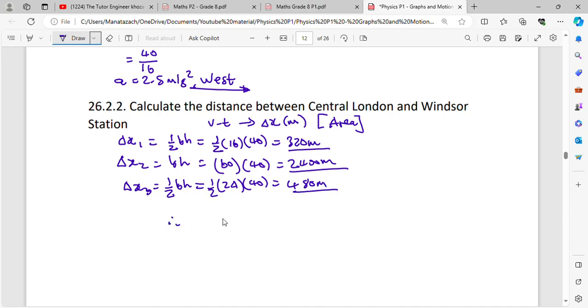Therefore we can conclude that the distance between central London all the way to Windsor Station is equal to the summation of all the distances that we calculated. So the sum would be 3,200 meters. Since it's a distance, you don't need to state the direction.